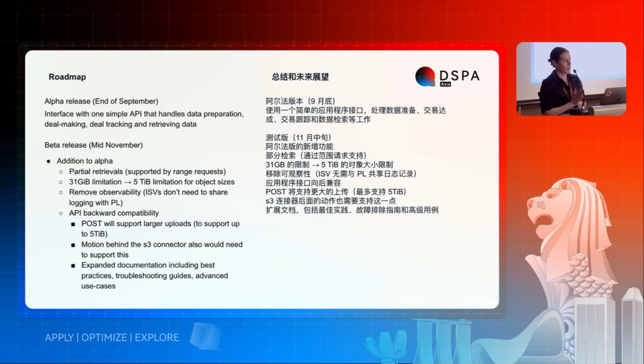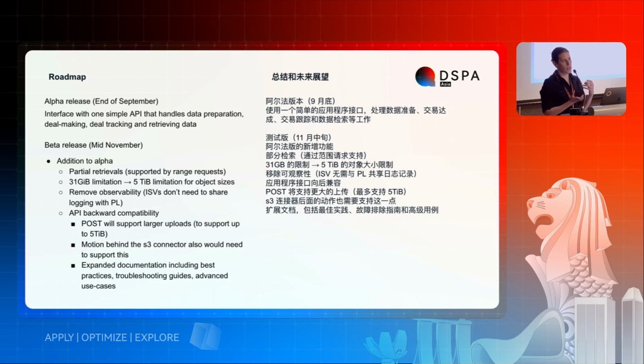So the roadmap: the alpha release is coming at the end of September. With that, you'll be able to interface with this one simple API to handle data preparation, deal making, deal tracking, and retrieving data. The beta release is targeted for mid-November. So in addition to the alpha, we'll have partial retrievals. This is just byte range requests. And right now in the alpha, we have a 31 gig limitation that will be expanded to 5 TiB.